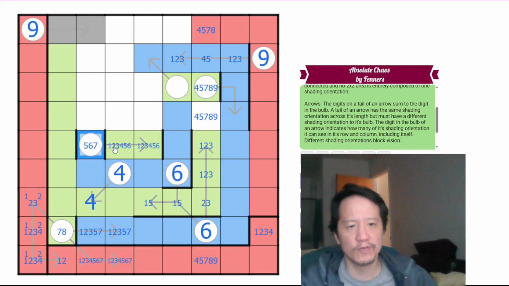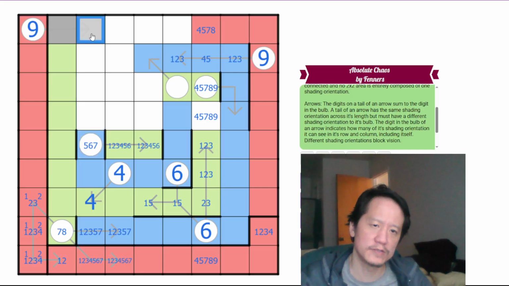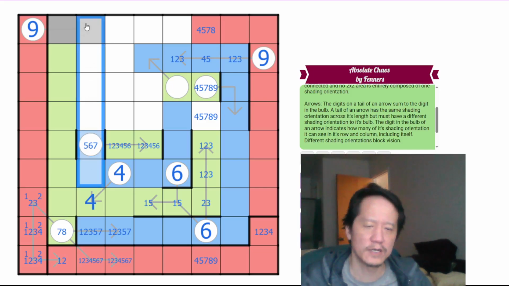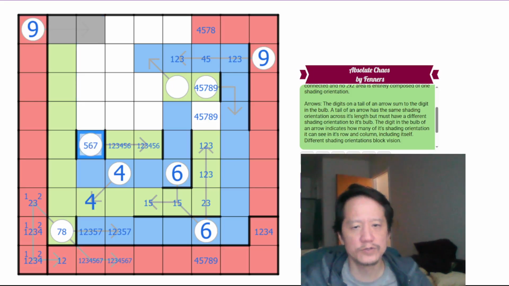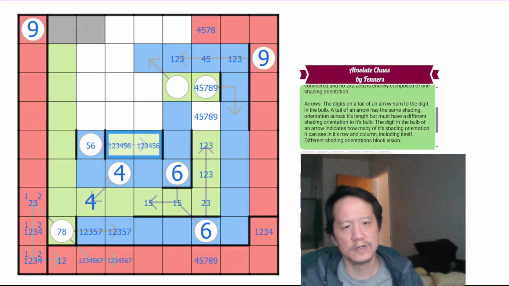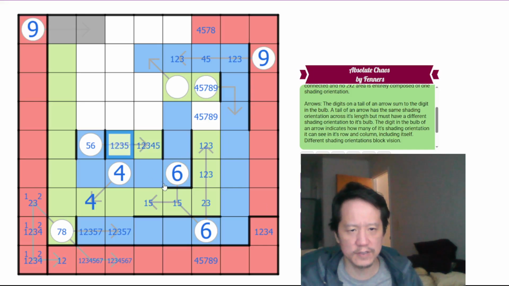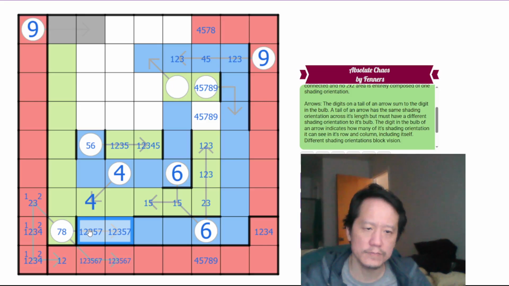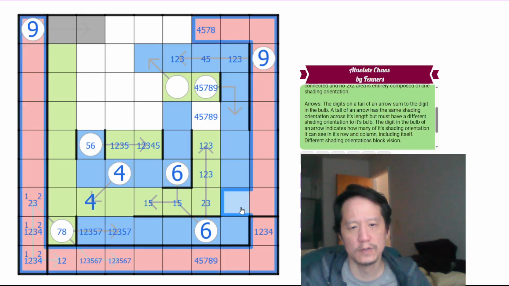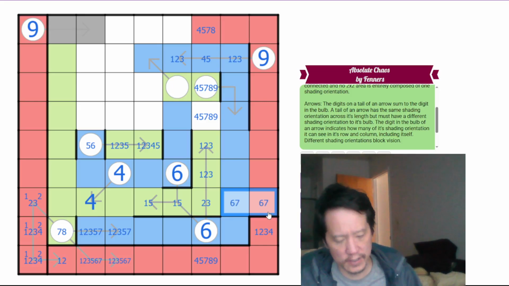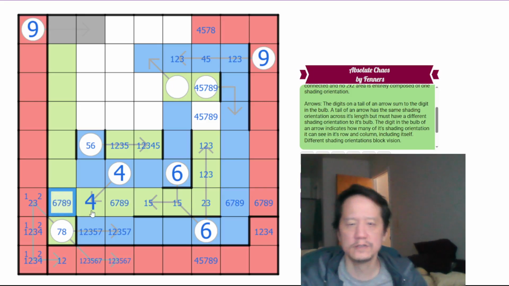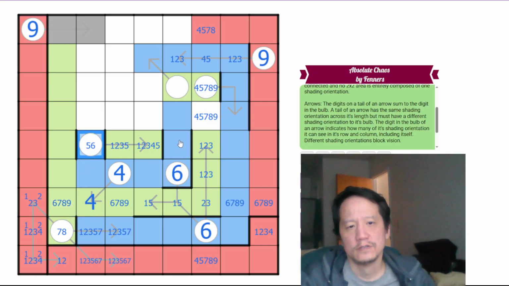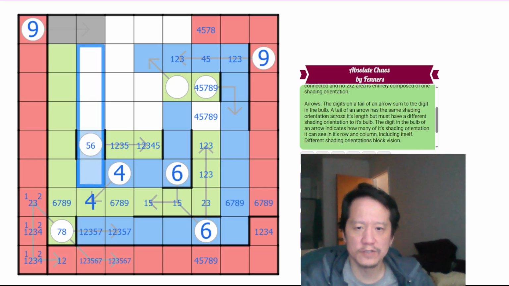This could not be 4, and it cannot be 6 because that would, well, it technically could block that off. So this would be 5 or 6. Which means this can't be 6. This can't be 4. This can't be 4. That would leave this as 6, 7, 8, 9. This is 5 or 6, so this would have to be blue.